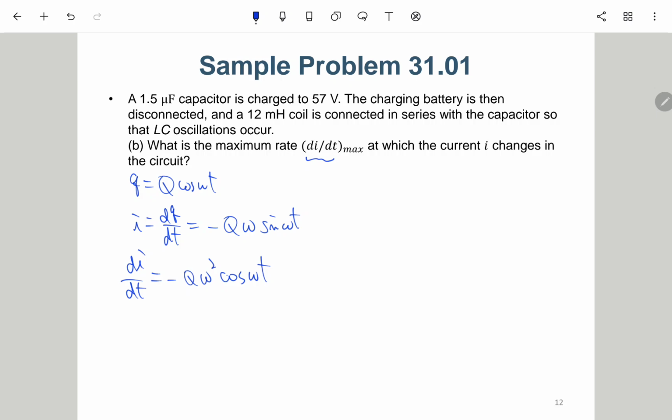Here we would like to take the maximum value of this, which is dI/dt max. dI/dt max will be Q omega squared, because we can have cosine omega t to be 1. So this is the condition: when cosine omega t equals 1, dI/dt takes its maximum value, which is nothing but Q times 1 over LC, and then we can plug in all the numbers.